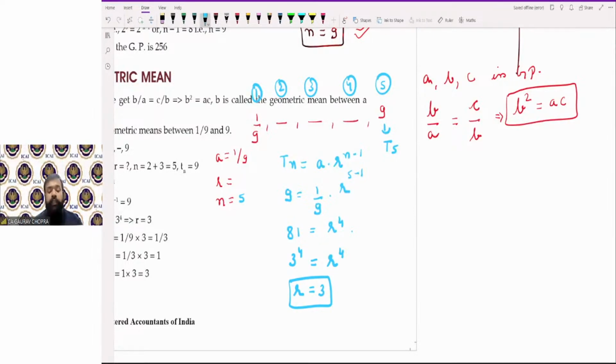You require second term. Second term आपको चाहिए तो आप क्या करेंगे? For second term, first term multiply by common ratio. You will get 1 by 3. Then what about the third term? Second term multiply by common ratio, it will be 1. And for the fourth term, third term multiply by common ratio. So these are the required terms. So ये तीनों terms आपको चाहिए थी. So these are the three geometric means between the two numbers.